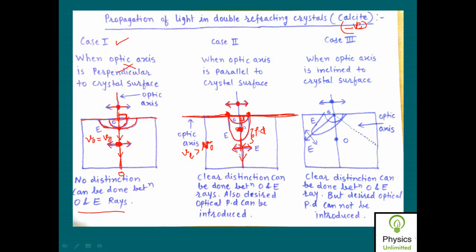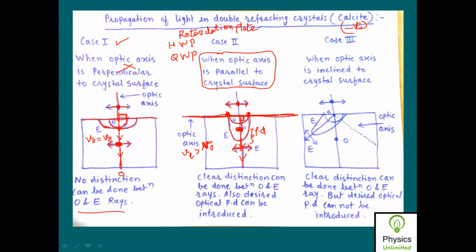So as we can introduce a desired optical path difference between the ordinary ray and extraordinary ray, this case 2 is useful for us in order to construct the retardation plates. The name itself, that is retardation, suggests that it is used to retard one of the rays from the other. So retardation plates are further of two types. One is known as a half wave plate and the other one is known as a quarter wave plate. So half wave plate and quarter wave plate are the two types of retardation plates.